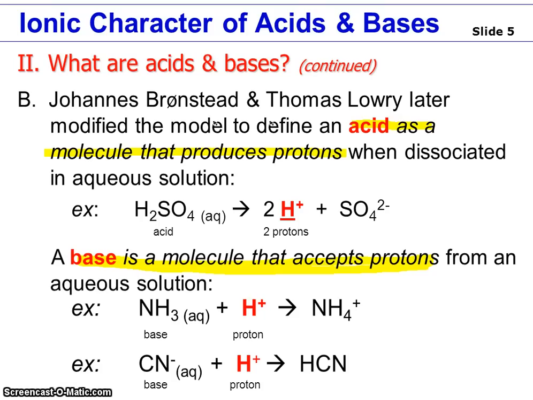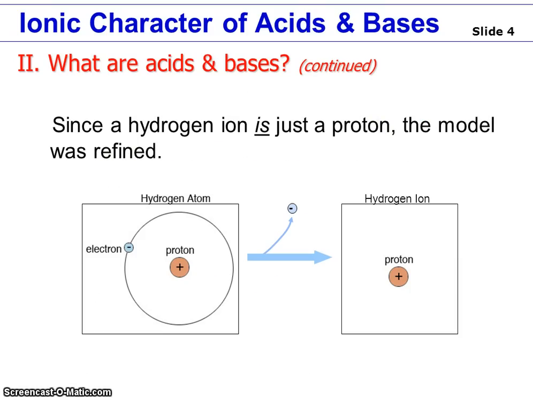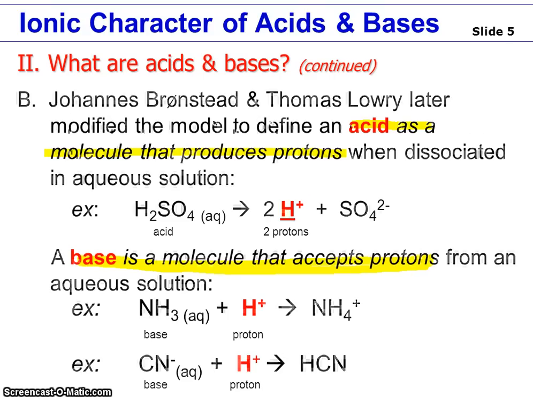If we look at a picture of a hydrogen atom, it's made of one electron and one proton. If that were to ionize, meaning the electron was to leave the atom, all you're left with is a proton or a hydrogen nucleus. So a hydrogen ion is synonymous with a proton. What is important about acids and bases is that in their definition they are talking about ionization or dissociation.